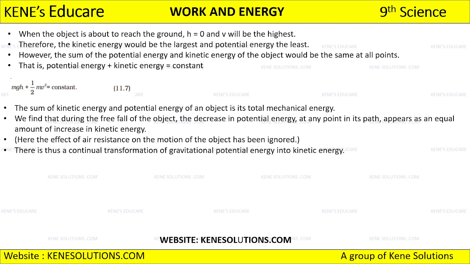So, the sum of kinetic energy and potential energy of an object is its total mechanical energy. So when it comes to finding the total mechanical energy, it's equal to the sum of kinetic energy plus potential energy. So we find that during the free fall of the object, there will be a decrease in the potential energy and it will appear as an equal amount of increase in the kinetic energy.